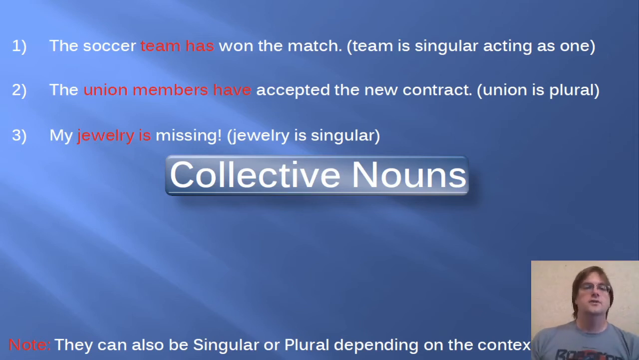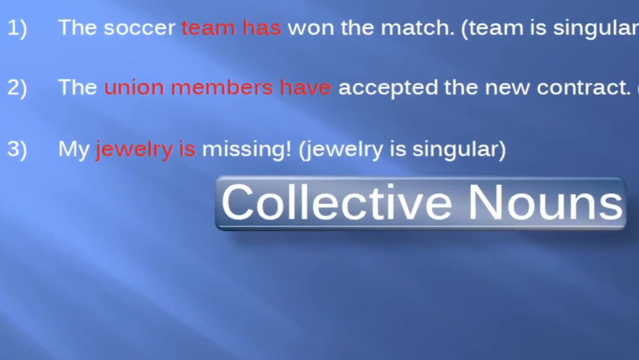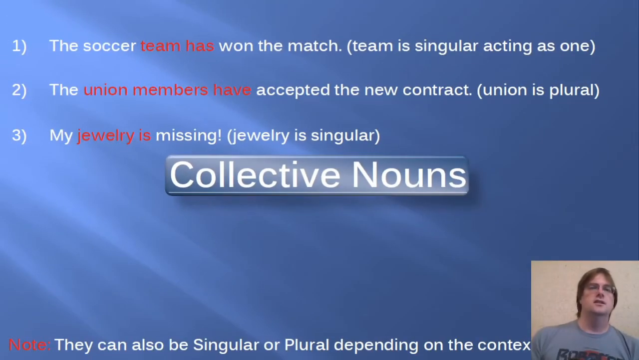Collective nouns. In the note, as you can see, they can be singular or plural depending on the context. So let's look at the sentences that we have here. The soccer team has won the match. The word team is singular because it's acting as one. The union members have accepted the new contract. The word union would be plural. And my jewelry is missing. The word jewelry would be considered singular in this context.